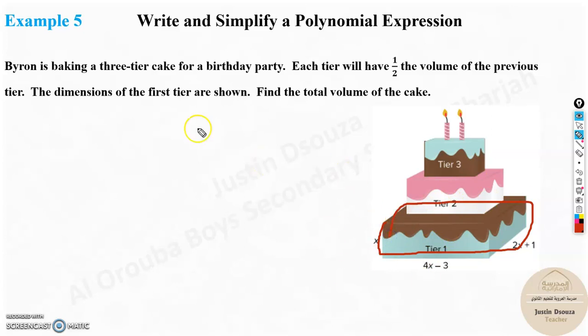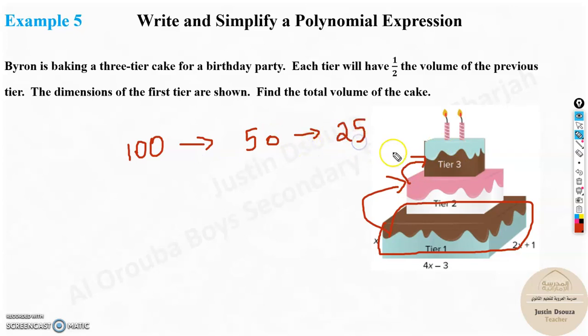Now what it means is, in a 3-tier cake, each tier has half the volume of the previous one. Imagine the volume of the first tier is 100 units. The next one will have half of it, that's 50. And then the third one will have half of tier 2, that is 25. So this is how we get it.